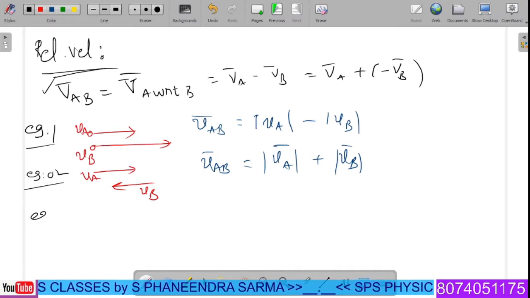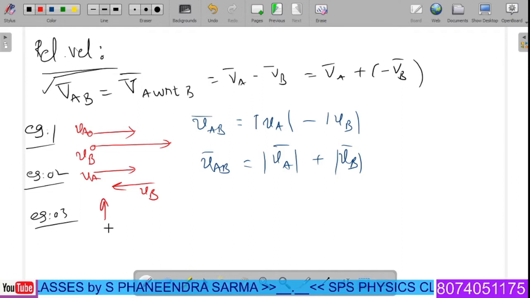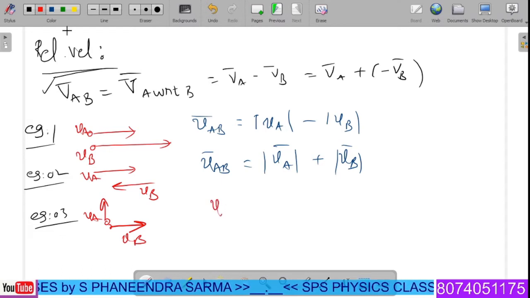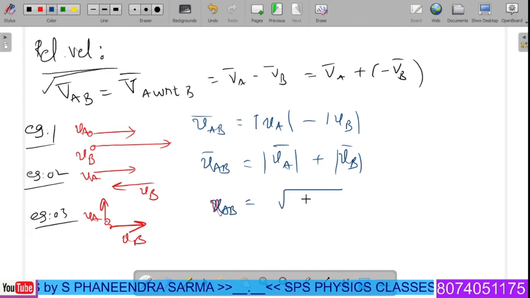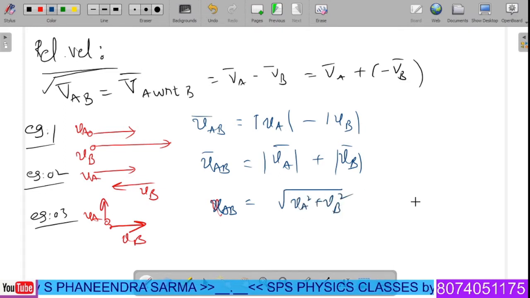In example number 3, for example, if two objects are simultaneously moving in perpendicular directions, this is VA and this is VB, then the relative velocity is given by VAB is equal to root of VA square plus VB square.